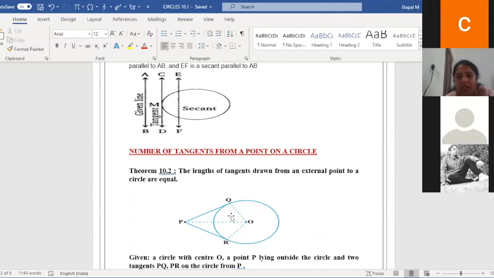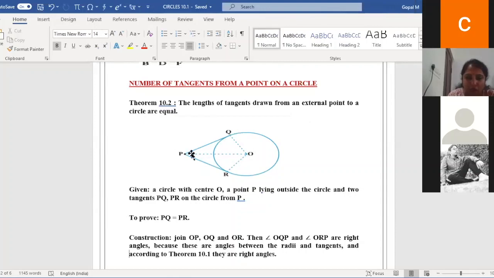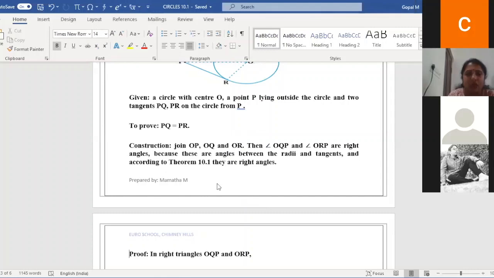Yes, ma'am. Then I said take these two triangles. In these two triangles, we'll apply the congruency rule. OQ is equal to OR, radii. OP is common in both the triangles, and angle OQP and angle ORP are both equal to 90 degrees. So according to the RHS rule, these two triangles are congruent. I told you to write this, and PQ is equal to PR by CPCT, corresponding parts of congruent triangles.